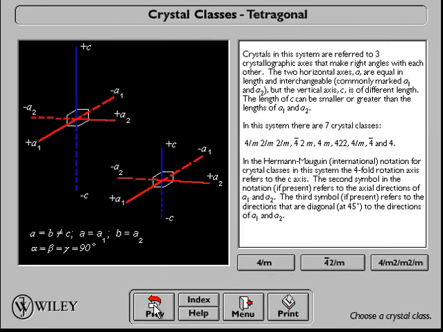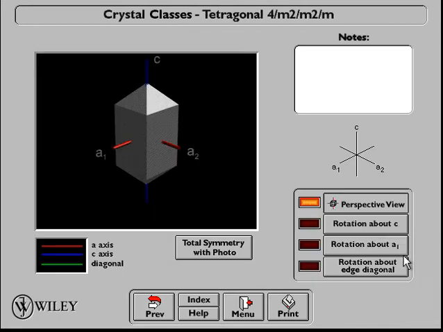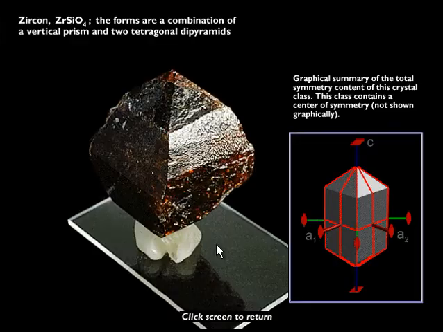So now we are going to the last example, for our tetragonal system, the 4 over m, 2 over m, 2 over m. So what does this mean now? You just have to check it. We have one 4-fold rotation axis and two-fold rotation axes, and we have mirror planes. So now we need at first a total symmetry with a photo, and we are getting now a zircon crystal.